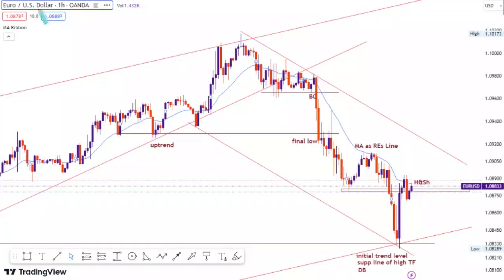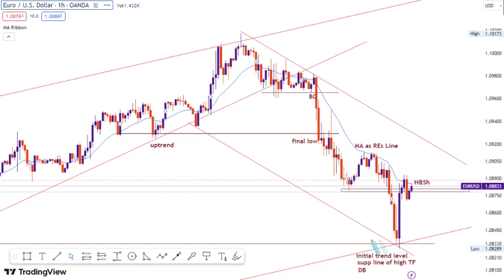Okay, now we are going to the 1 hour time frame. Here we had an uptrend. This trend was broken here. It dropped down under the final low level. So we expect it to continue coming down after a pullback. Here we see the moving average as a resistance line, and it continues dropping down to the initial trend level.